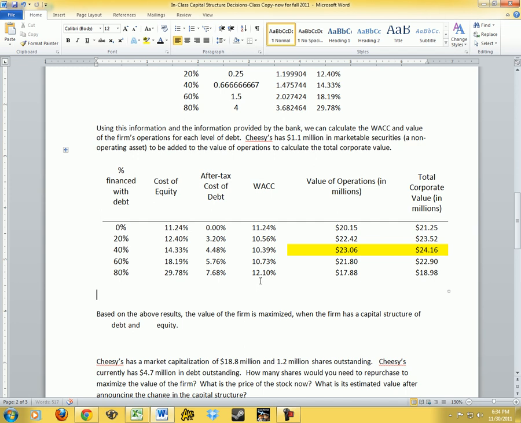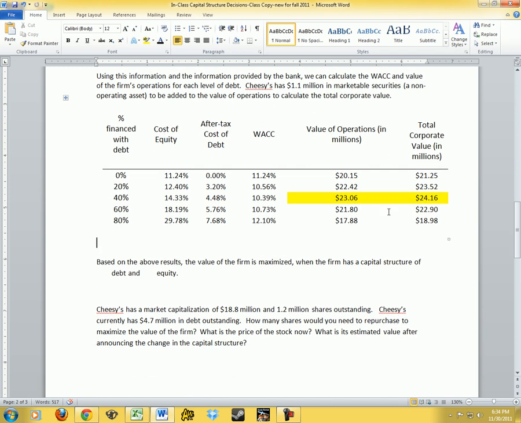My nice new table out here shows me how much my company's worth. So based on the results above, the value of the firm is maximized when the firm has a capital structure of 40% debt, 60% equity.